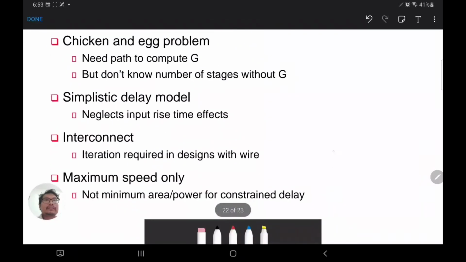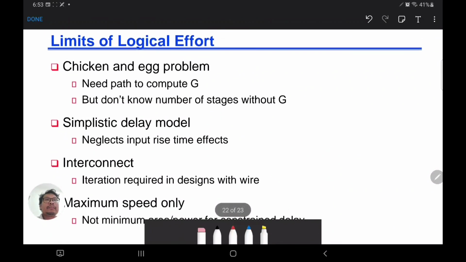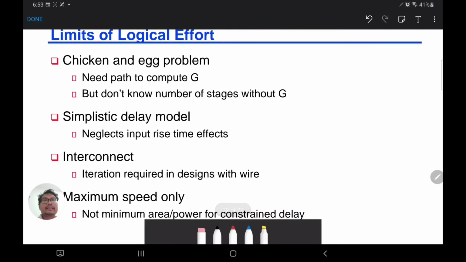I think you can see this for yourself, and finally, let's look at some of the limits of logical effort. Is it perfect? It's not really perfect, but it is a good starting point, a good estimation to think in terms of delay. But here it's mentioned it's a chicken and egg problem. Which one comes first? Because in order to compute G, which is the total logical effort on the path, you need the stages, right? You need to know what gates are in the stage, but we don't know the number of stages without knowing G. So it's a chicken and egg problem there.